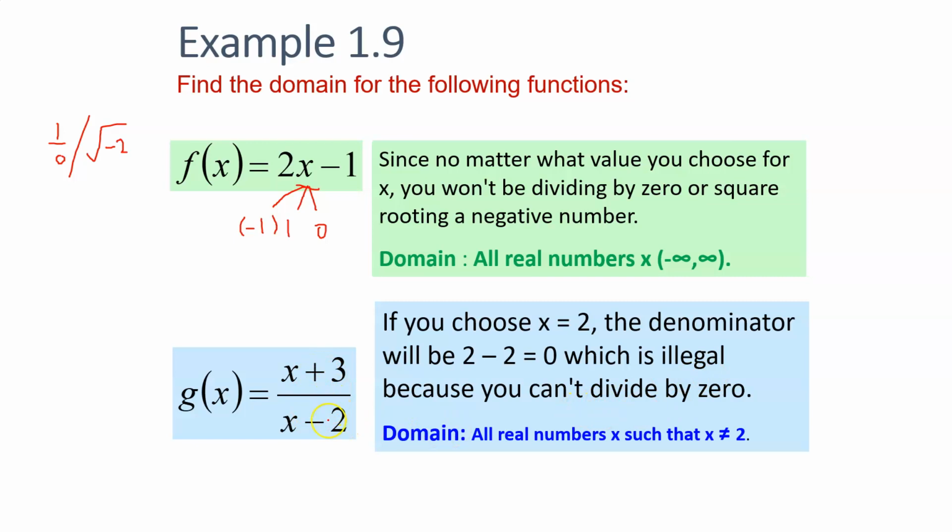Because when you substitute x equal to 2, you will get this one substituted with 2, this one substituted with 2. The denominator will become 0, right? 2 minus 2, you get 0. So that one cannot. So we will say that the domain is all real numbers of x such that x cannot equal to 2.